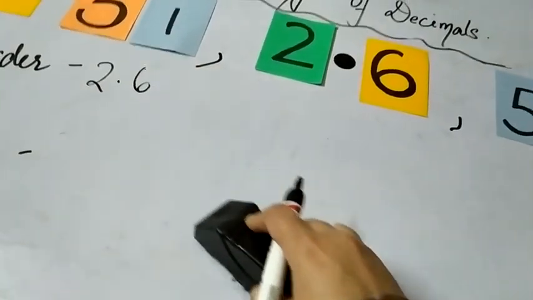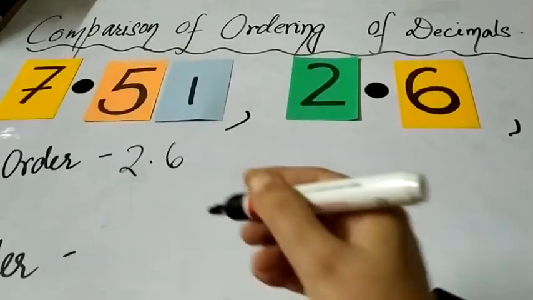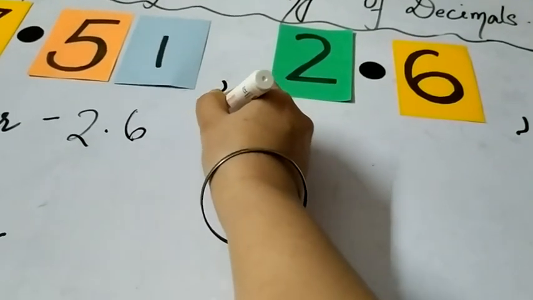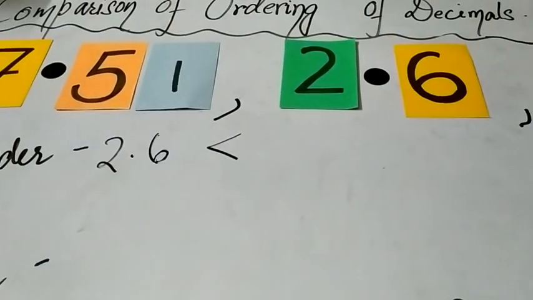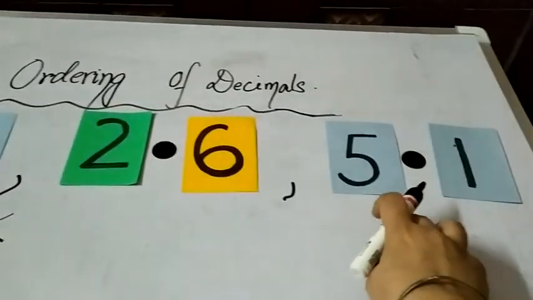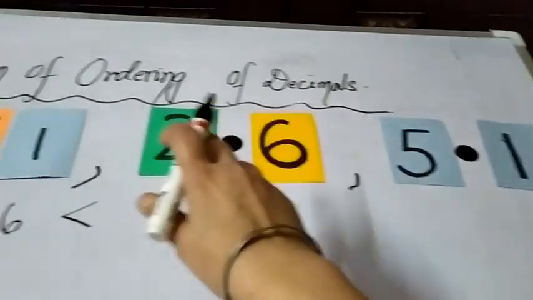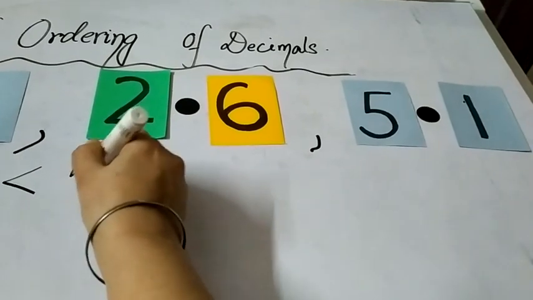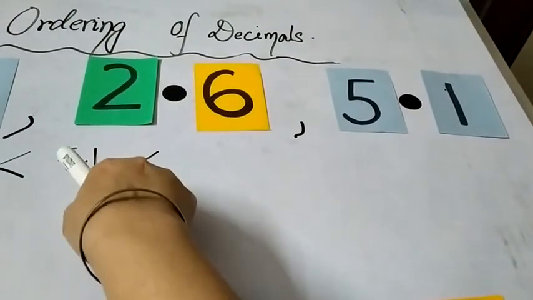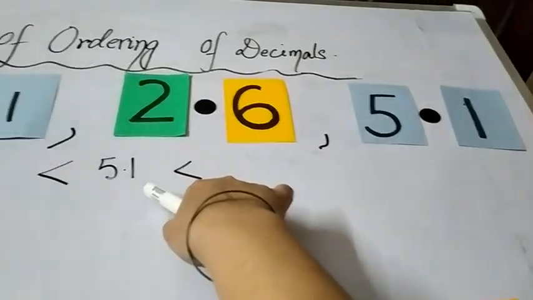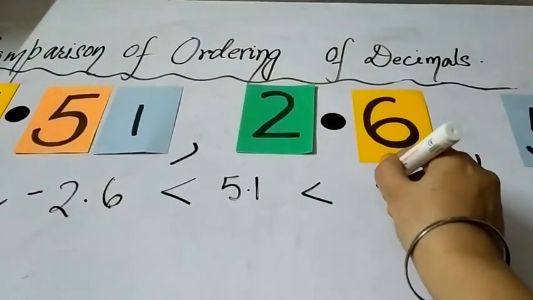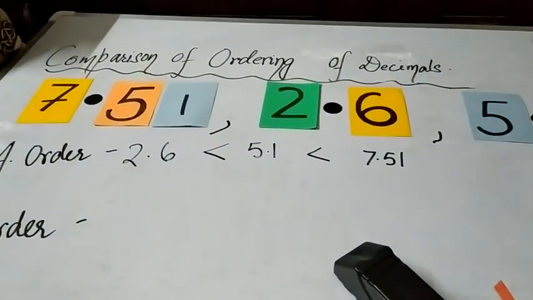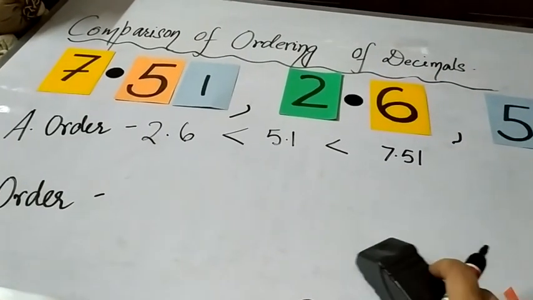And remember one thing: whenever you order the numbers, please put the appropriate sign. So here the first number is smaller, so instead of putting commas, put the sign is smaller than the second, because after 2 will come 5, and then we will write the number starting with 7. So we will write 5.1, then leave enough space, put the comparison sign, leave space again, and then finally we will write 7.51. We have written the numbers in ascending order.